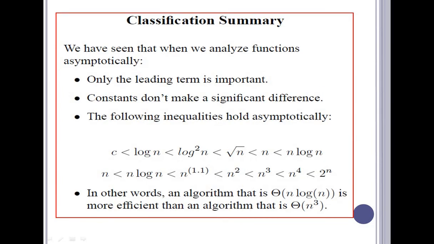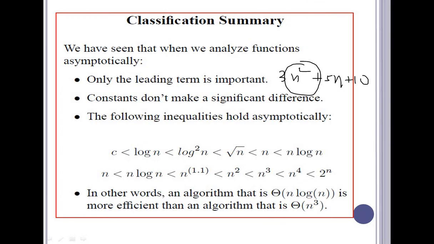So this is a summary for this particular point. We have analyzed the function asymptotically, and we have seen that only the leading term is important. What is meant by the leading term? If it is 3n square plus 5n plus, suppose, 10, only the leading term is important. The constants don't make a significant difference, and the following inequality holds asymptotically.